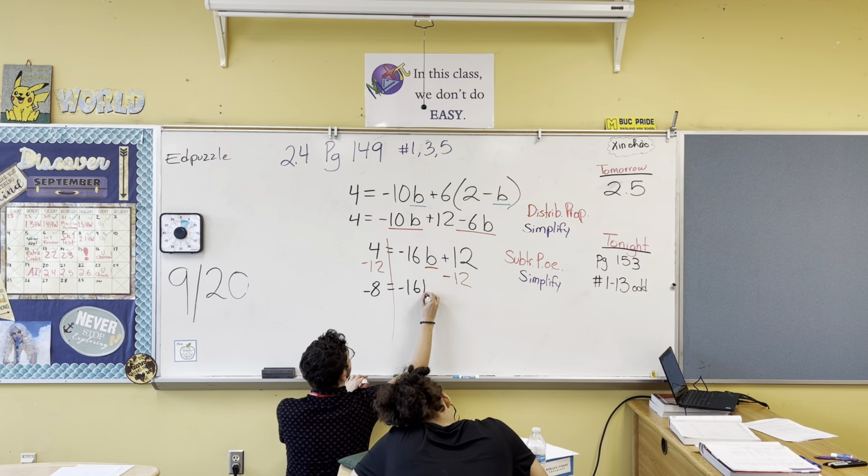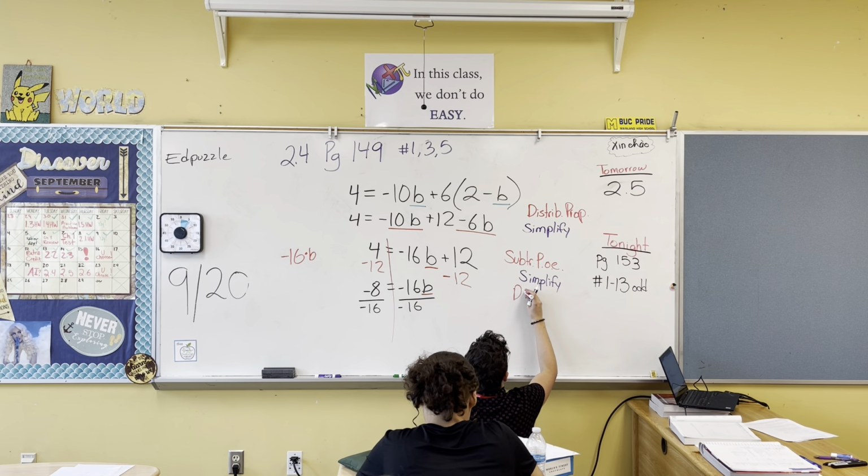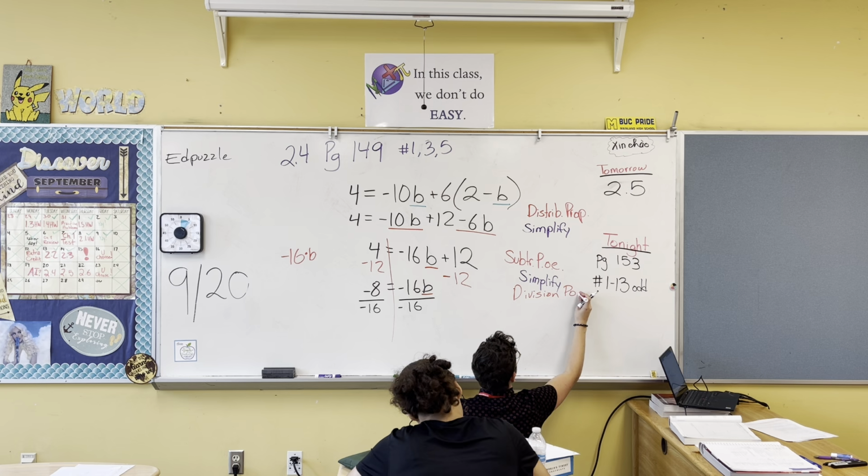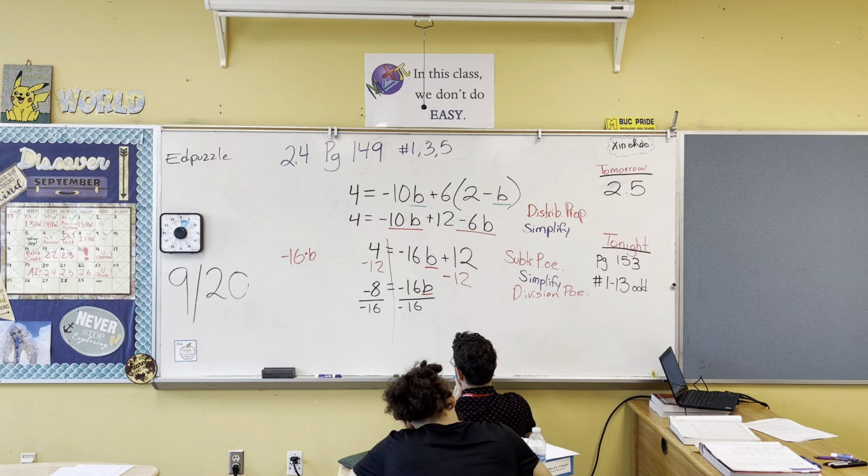Here we have our variable. What's the opposite of multiplying by 16? Dividing by negative 16. So that is what property? The division property. And what happens after we do the property? Simplify.